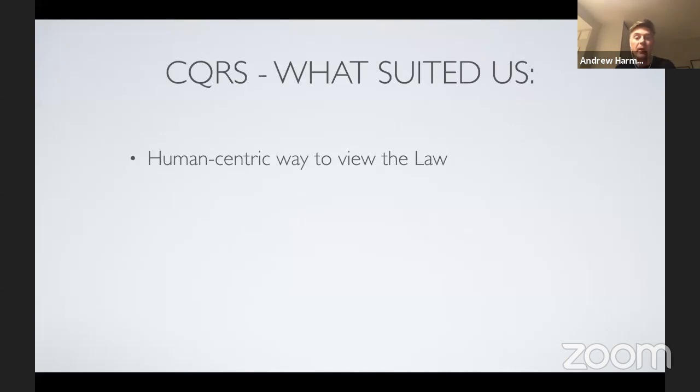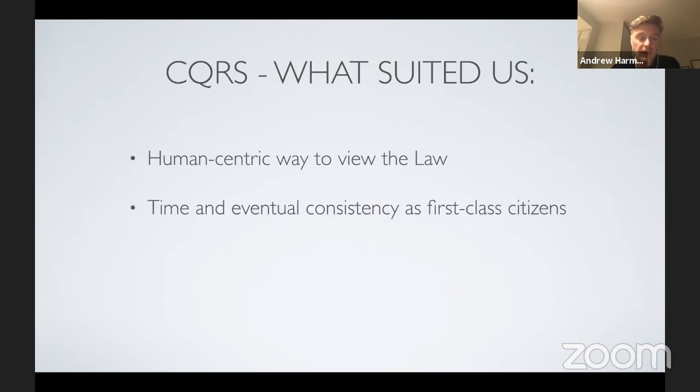So CQRS, as an architectural approach, was a very human-centric way to view the law, because you were looking at independent things which would pass messages between each other, and would be eventually consistent, which was a really nice way to look at things, because it's how the law works as well. Because of this, CQRS and legal systems have time and eventual consistency as first-class citizens. So again, we weren't struggling with a modeling approach which was different from the way that people conceived of things in the domain itself.